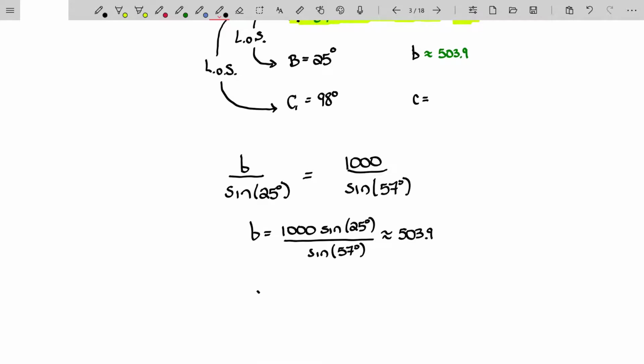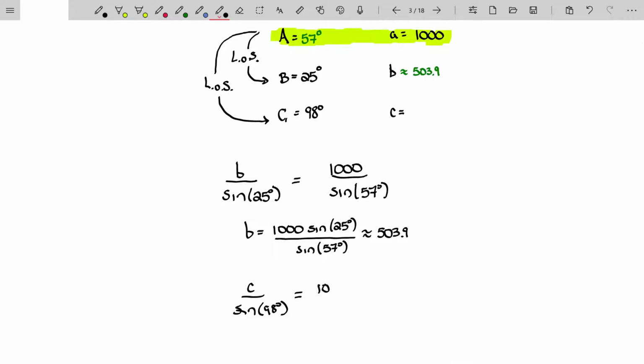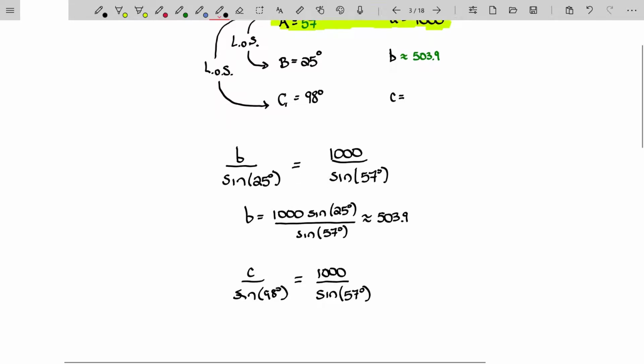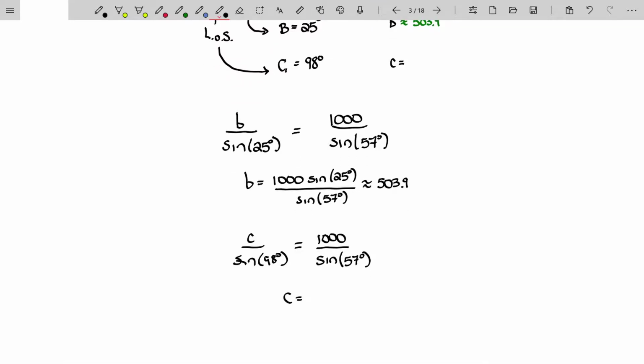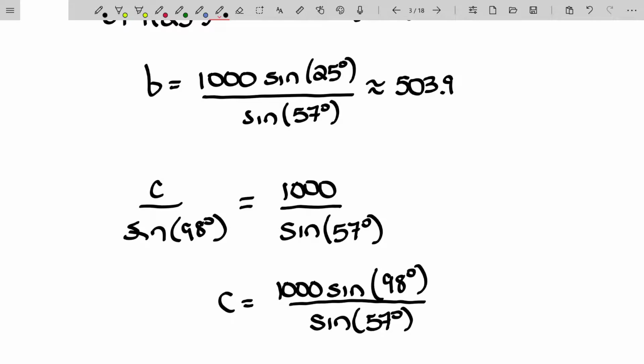So in this case, we have side C is to the sine of 98 degrees, and you know how this goes. So you could fast forward this if you want to. Obviously, you always have that choice in life. It is equal to side A over the sine of angle A, and multiply both sides, and you get the following. And then I just grab my calculator. By the way, notice that the setup for side B and side C share quite a bit in common.